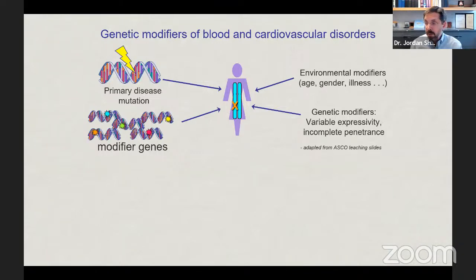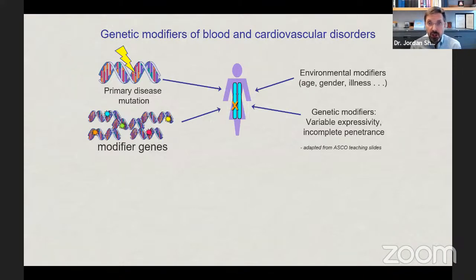You may know people who are in the same family with the same disease. This is especially true in von Willebrand disease. And they may have very different symptoms where somebody bleeds a lot and somebody doesn't bleed much at all. And this is due to a number of things. One is environment.